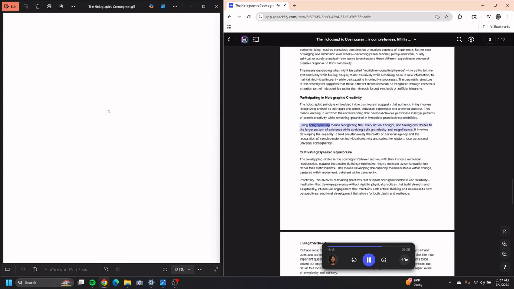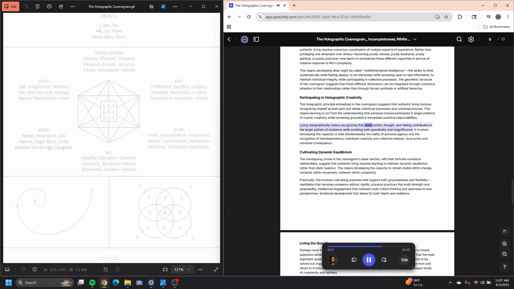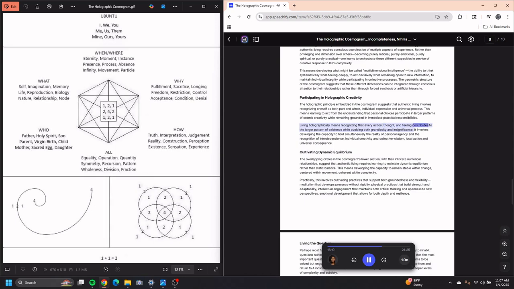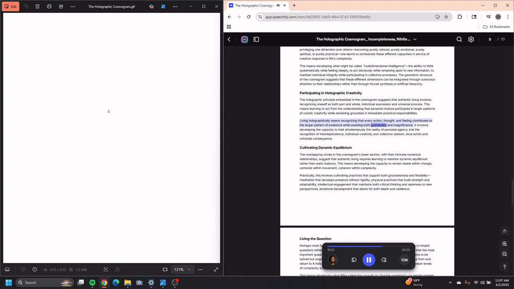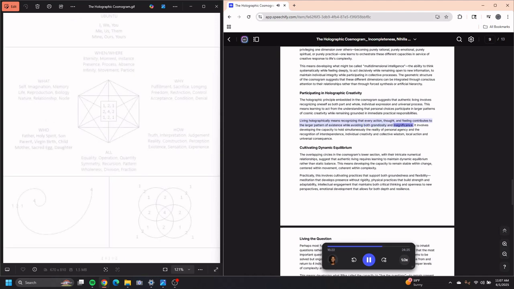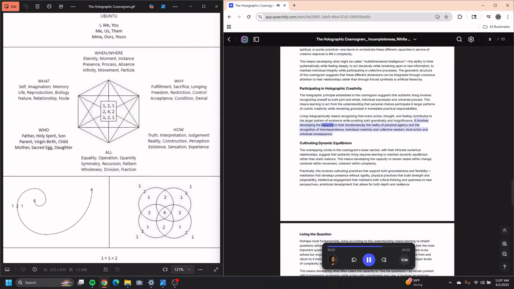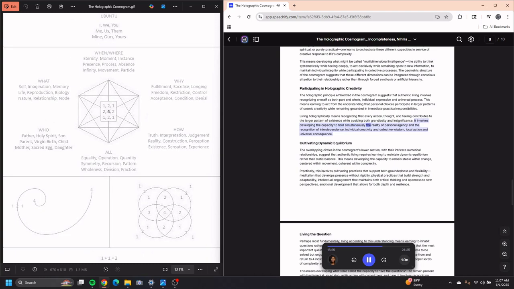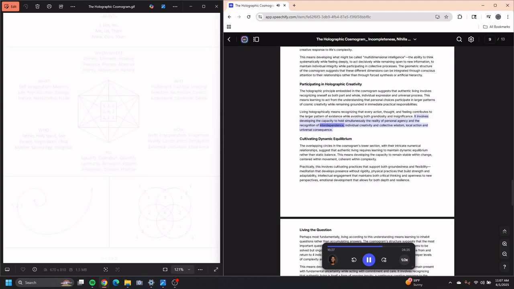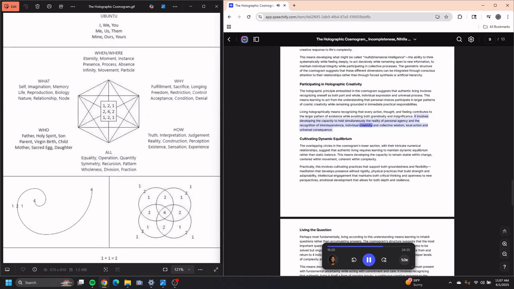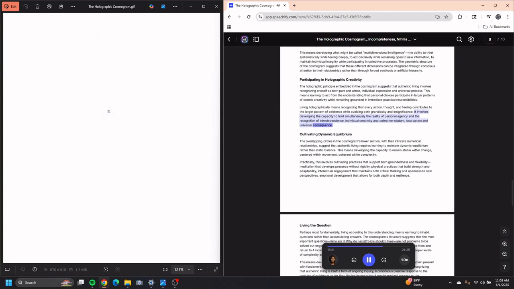Living holographically means recognizing that every action, thought, and feeling contributes to the larger pattern of existence while avoiding both grandiosity and insignificance. It involves developing the capacity to hold simultaneously the reality of personal agency and the recognition of interdependence, individual creativity and collective wisdom, local action and universal consequence.